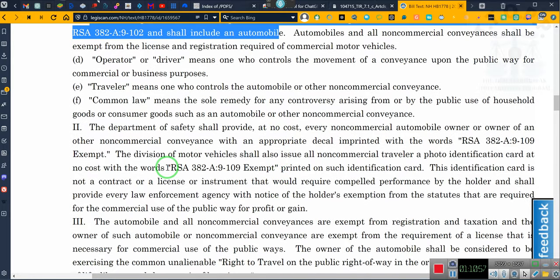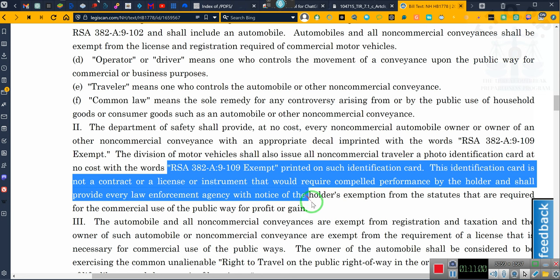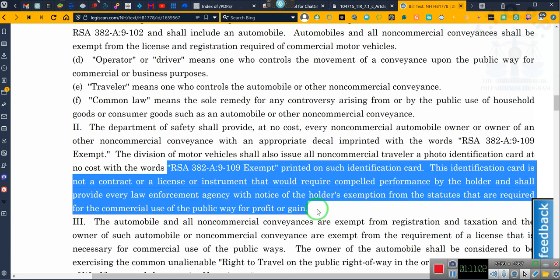Who determines the use of your property? Not the government. Oh, God, if only you guys knew. You're the ones who determine it. The courts don't get to determine the use of your private property. They have no jurisdiction over your private property.